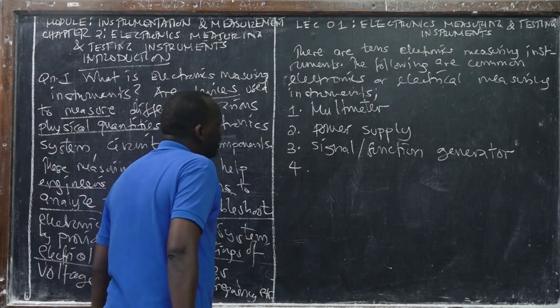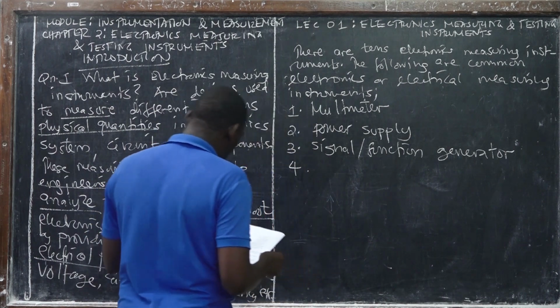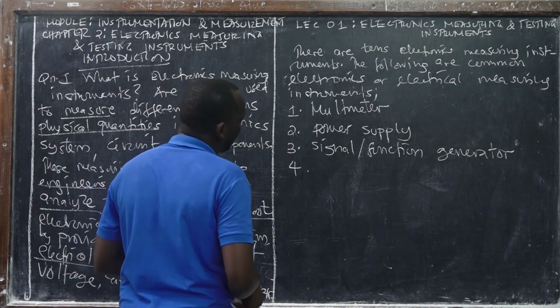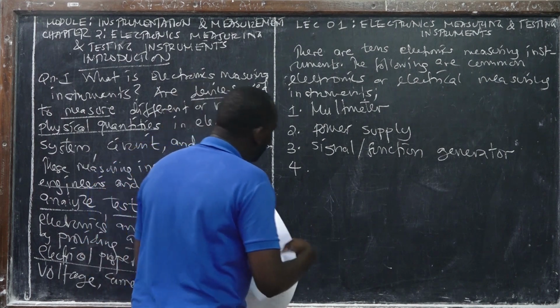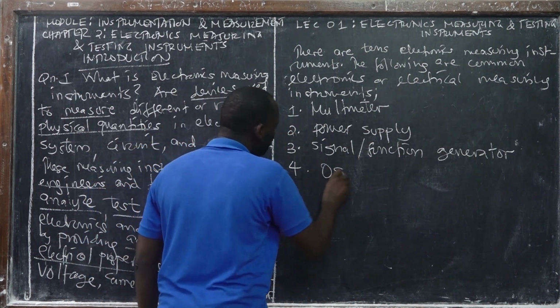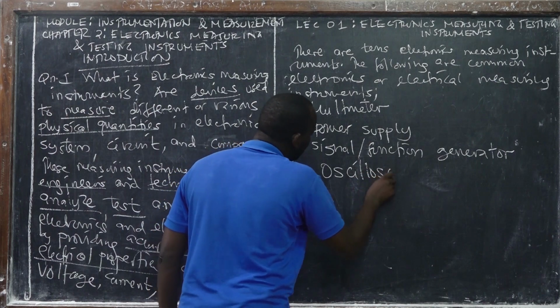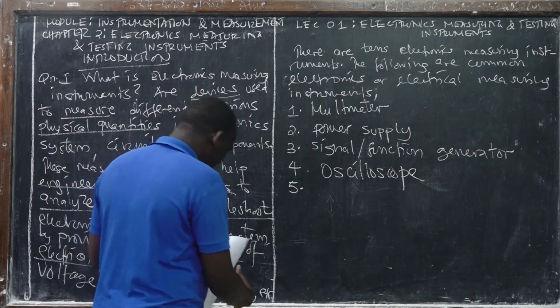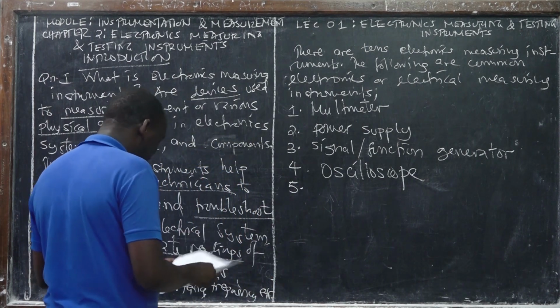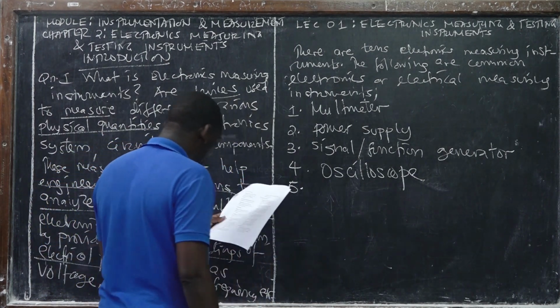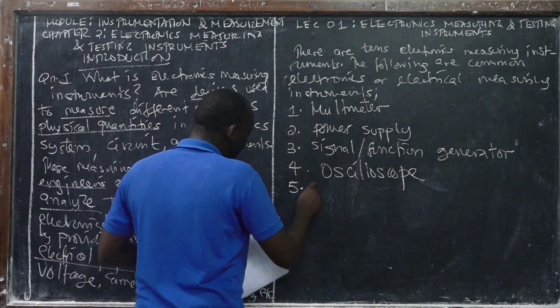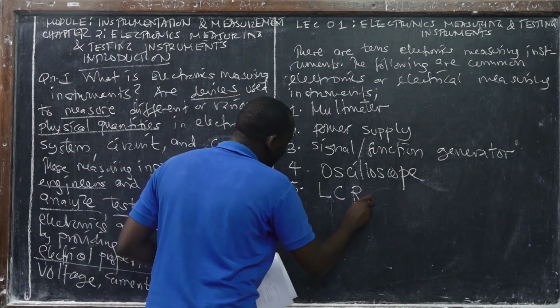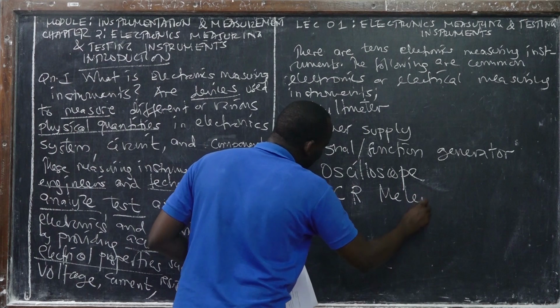And you've seen it. Then the next common measuring instrument that we have in electronics, and it's very important, is called the oscilloscope. Say oscilloscope. The next important measuring instrument that we have in electronics is called the LCR meter. This is an electric measuring instrument.